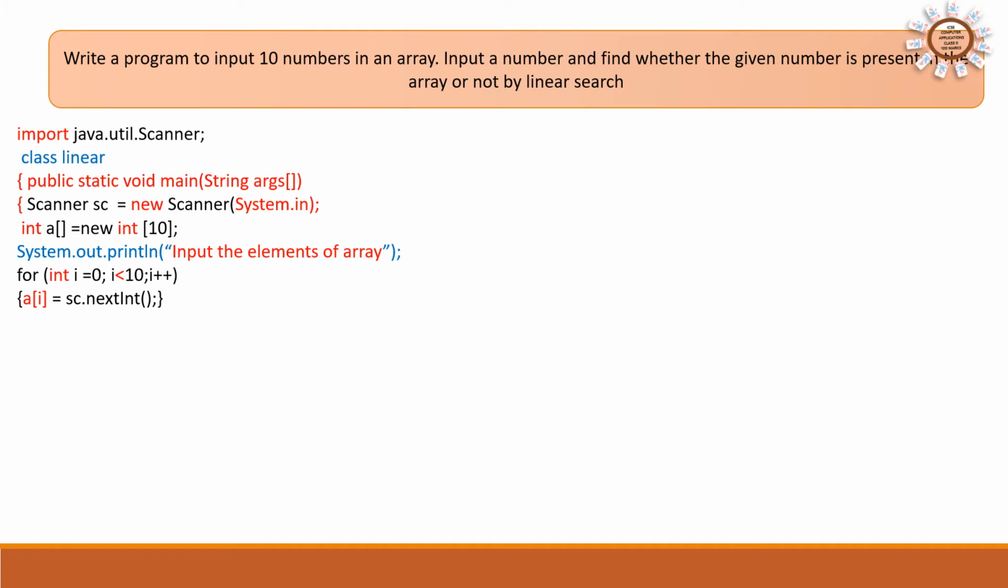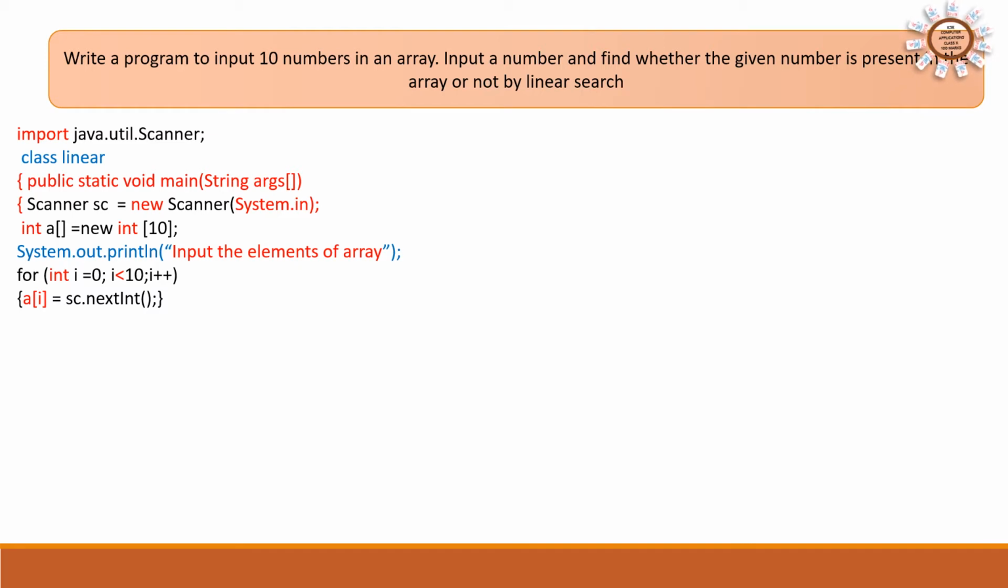Import java.util.Scanner; class Linear; public static void main(String args[]); Scanner sc = new Scanner(System.in). Till this you complete. After that, declare the array which can store 10 numbers. So int a[] we are declaring, the array is equal to new int[10]. So this array can store 10 numbers.